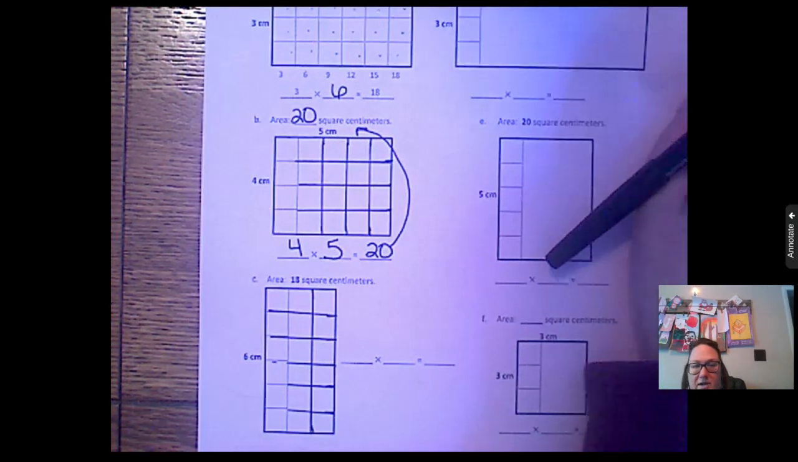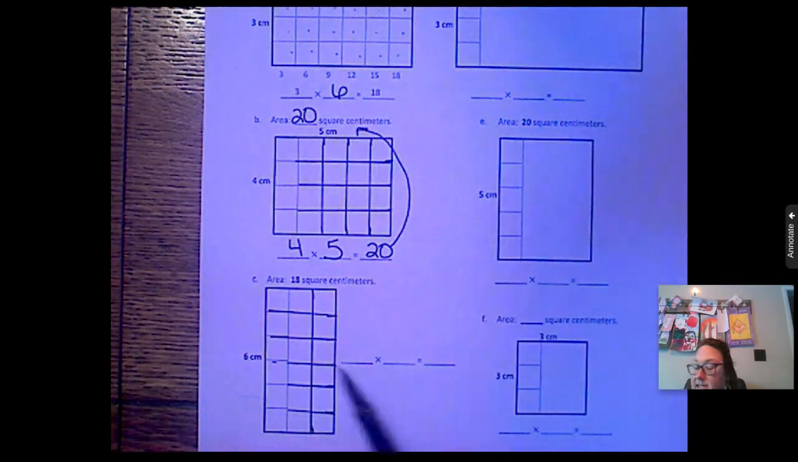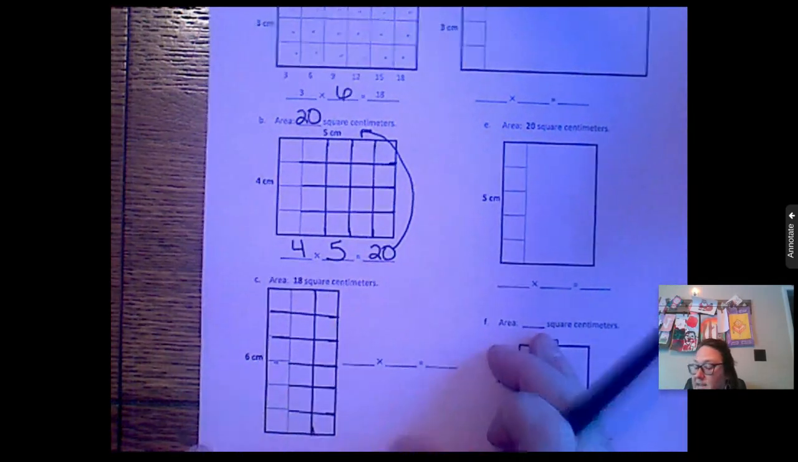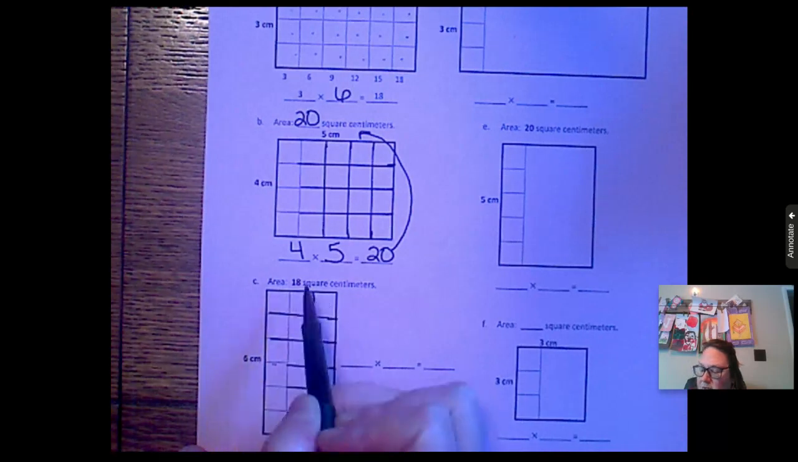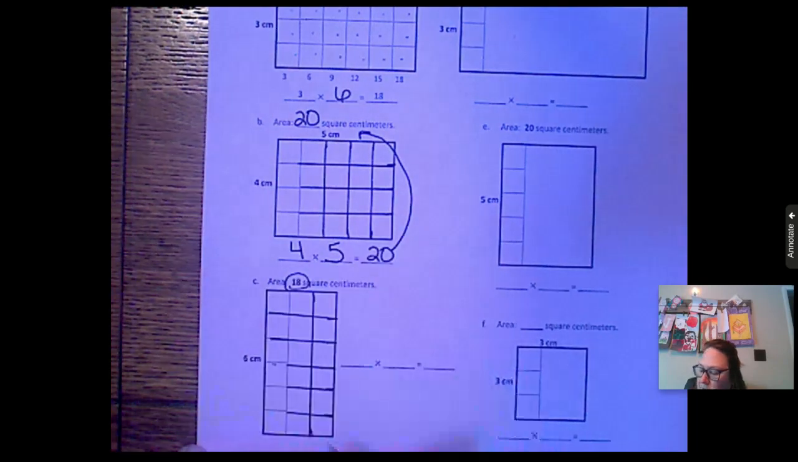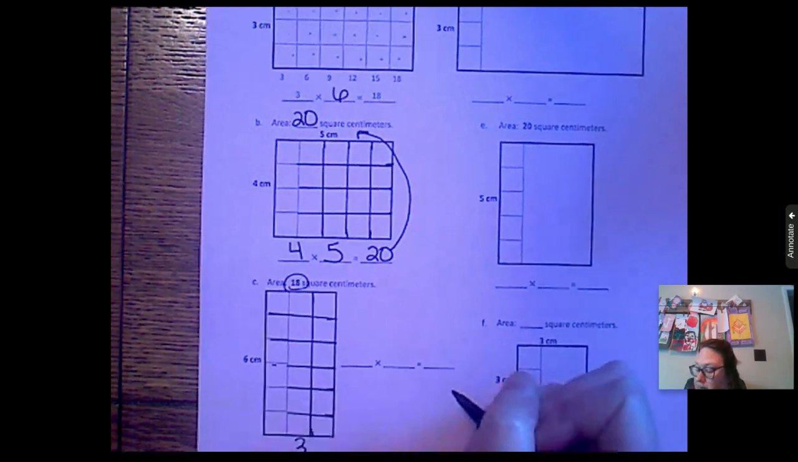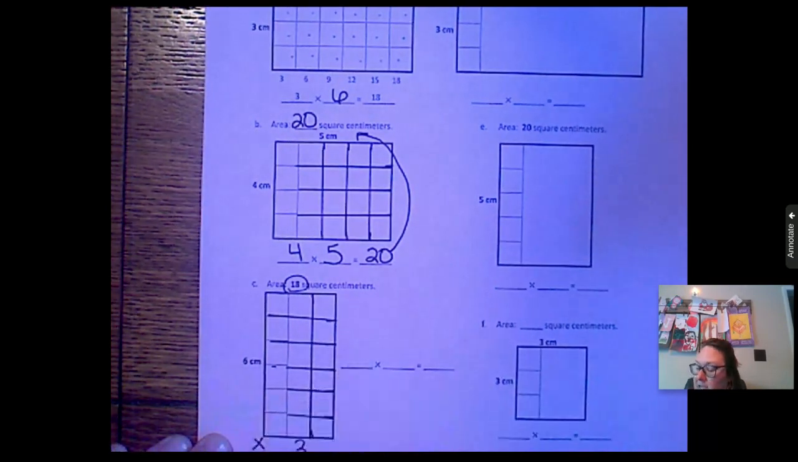How'd we do? Okay. If we are going to fill in our side lengths, they already have 6 on the side for us. And if I look at the top, I've got 1, 2, 3. They already wrote our area up top there. So I think I'm going to write my missing side length at the bottom. So I'm going to put a 3 right on the bottom there. And then I can put that times sign.